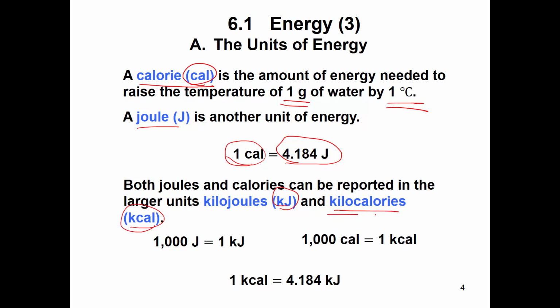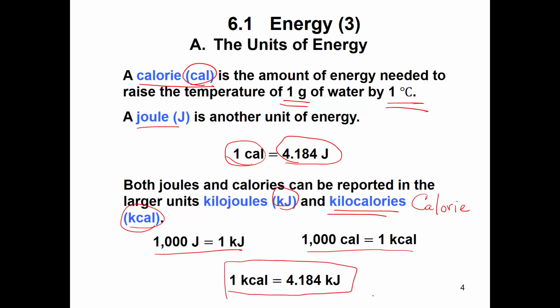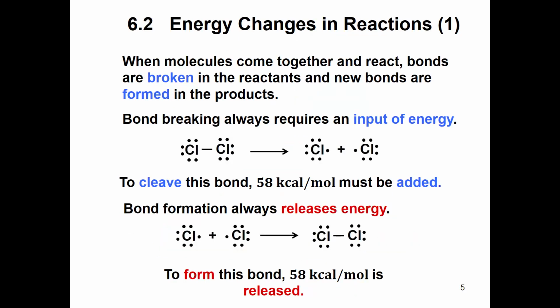This kilocalorie is the same as a capital C-A-L-O-R-E, Calorie. That's the one we're used to when we're talking about food and things like that. So there's 1,000 joules in 1 kilojoule, 1,000 calories in 1 kilocalorie, and in 1 kilocalorie there's 4.184 kilojoules, just like in 1 calorie there's 4.184 joules.